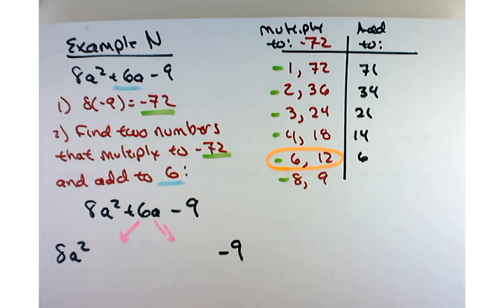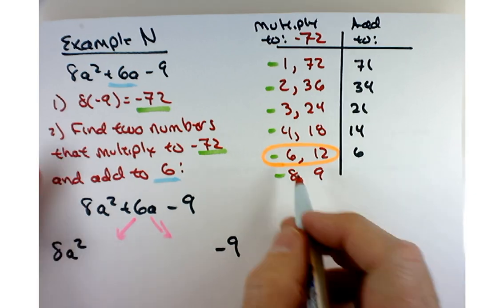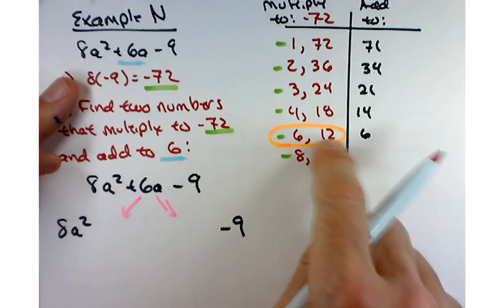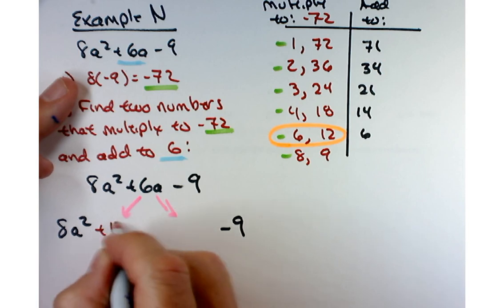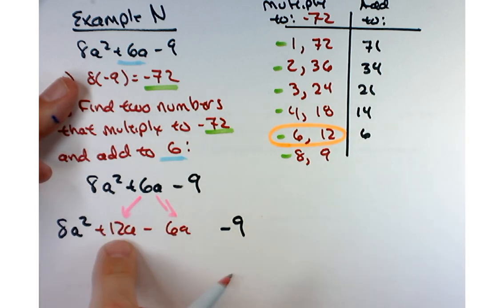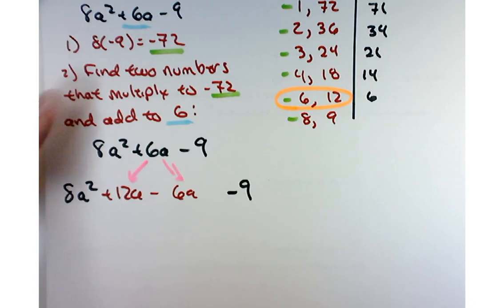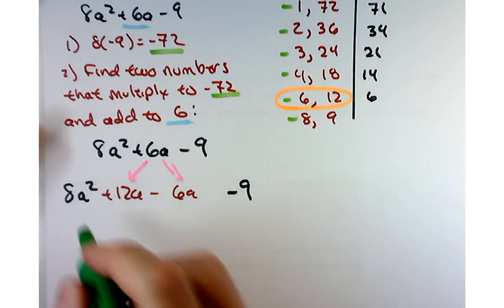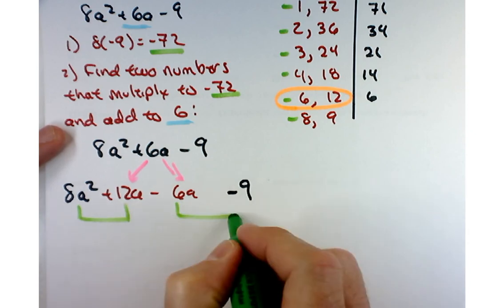These two numbers multiply to -72 and add to 6. So I'm going to split that up. Now you can do this in any of two ways. You could put plus 12a and minus 6a, or minus 6a and plus 12a. It doesn't make any difference either way. You'll get the same thing as far as a factorization. Once you have this as 4 terms, you can factor by grouping.